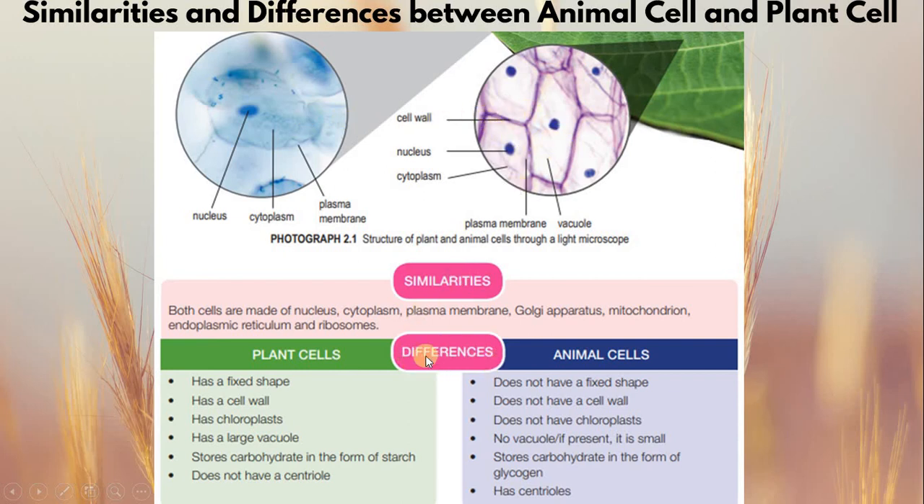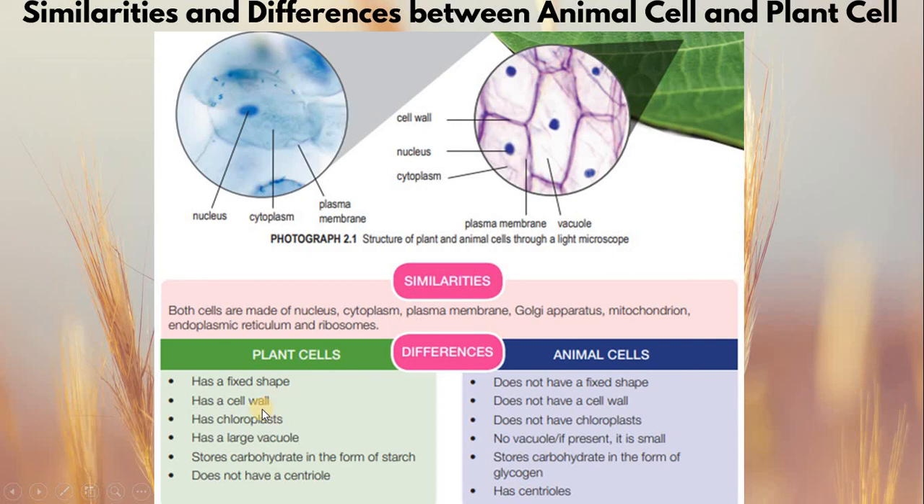Okay, for the differences between plant cell and animal cell: plant cells have a fixed shape. Why do they have a fixed shape? Because they have a cell wall. Animal cells do not have a fixed shape. If in the exam, in essay form, you want to write the differences between the plant cell and animal cell, you had better do it in a table, and then you can compare correctly.